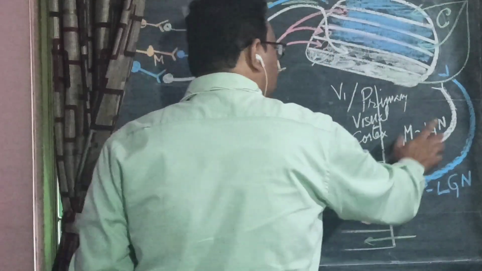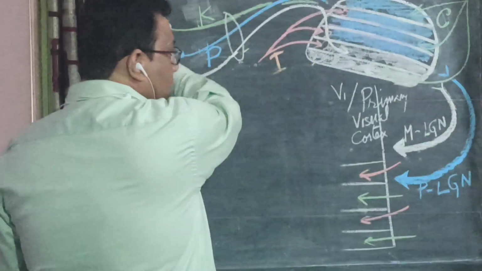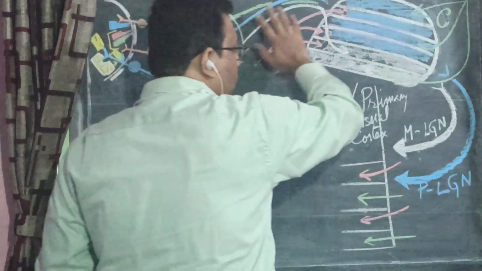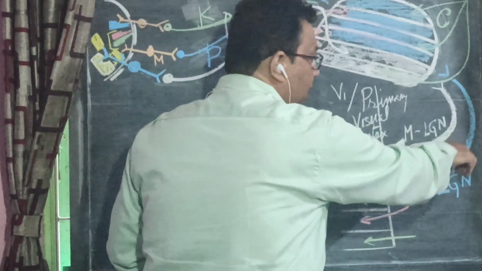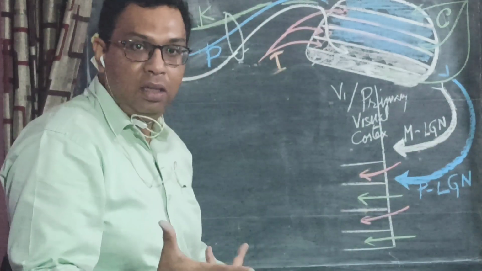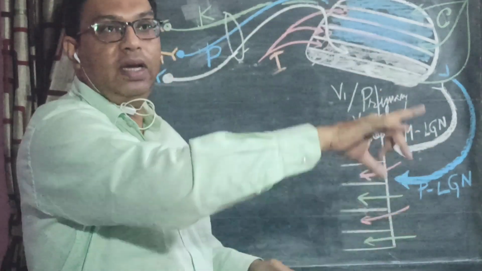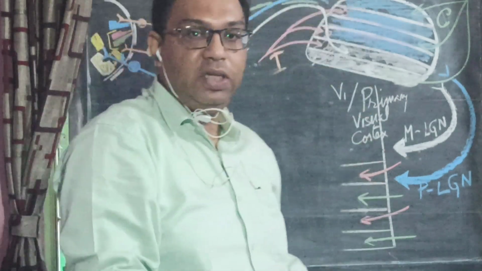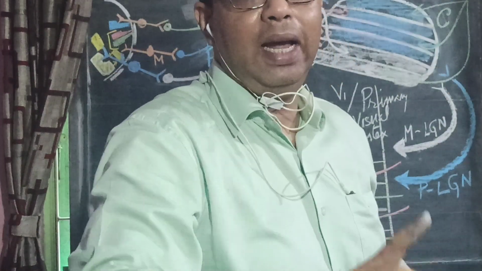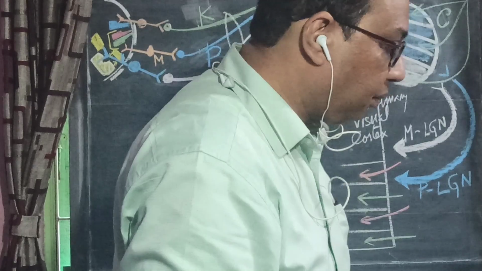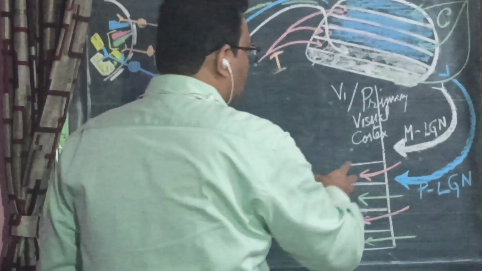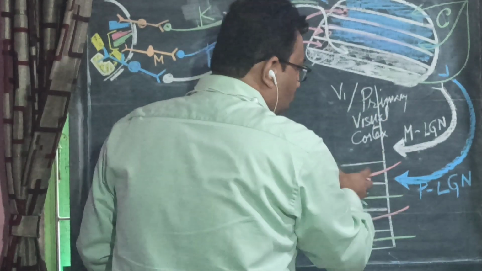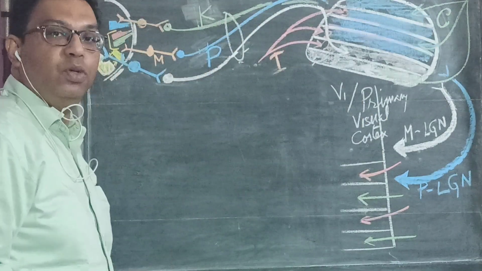What does the parvocellular pathway carry? Right from the cone up to the primary visual cortex, they will carry the essence of bright light vision. They have very accurate vision. They will carry form, and they will carry the ability to perceive color. So they come and they contribute to the primary visual cortex.